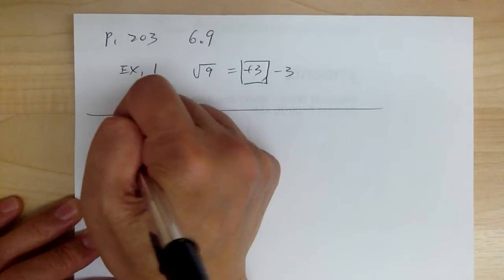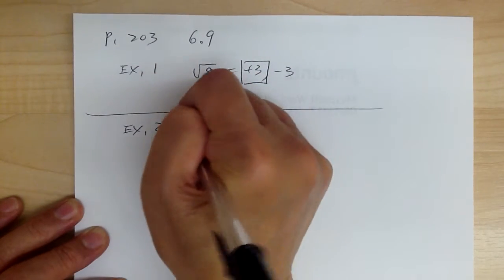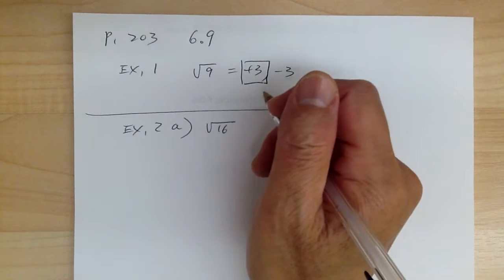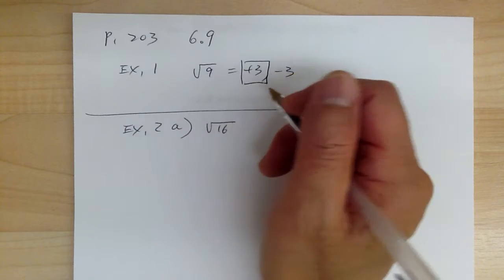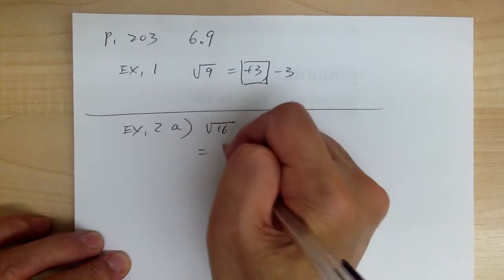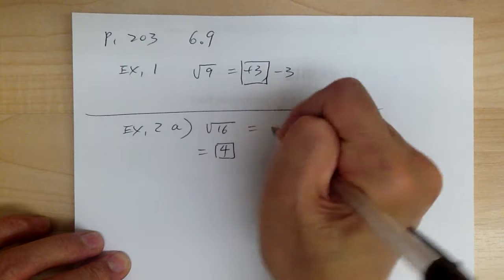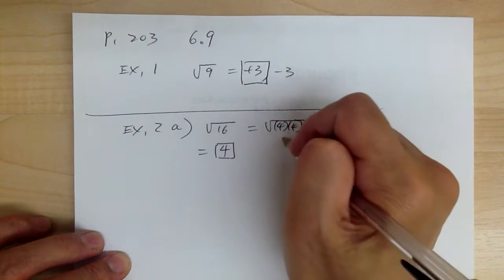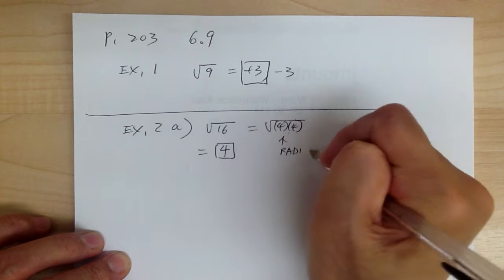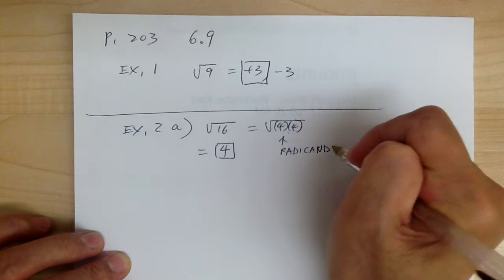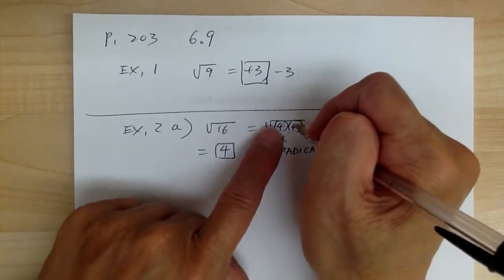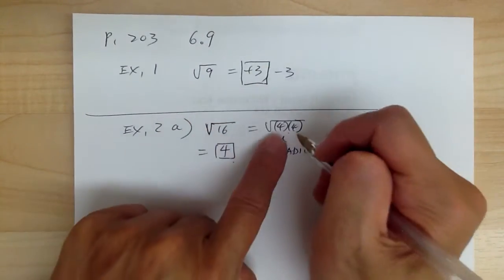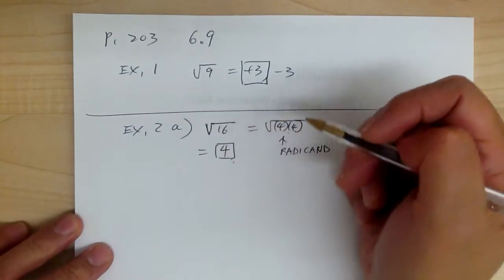So let's go to example 2. A, you've got square root of 16. Now square root of 16 is equal to 4 because 4 times 4 equals 16, right? This is equal to 4 times 4, and these are called radicands. Each of these is a radicand. So 2 radicands make an integer. That's what square root means.